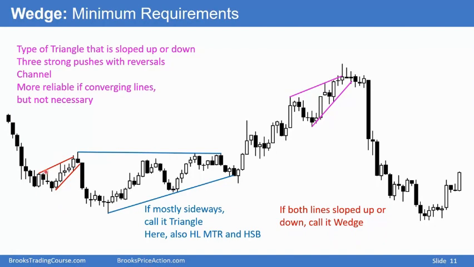You have a channel. You have a pair of lines. If they're sloped up, it's a wedge. And it can be a bear flag in a bear trend, or it can be a top in a bull trend.